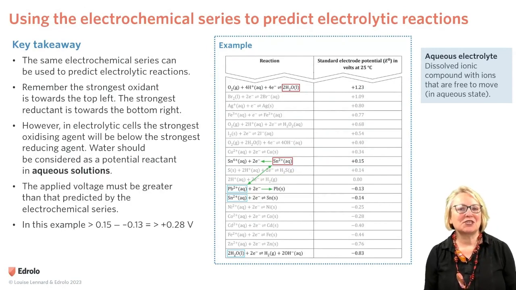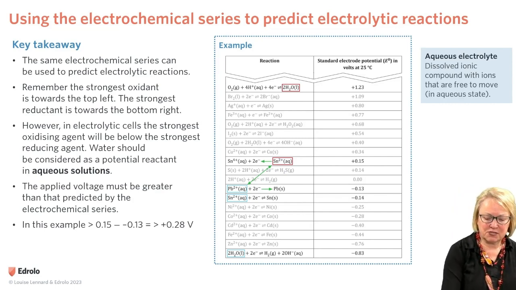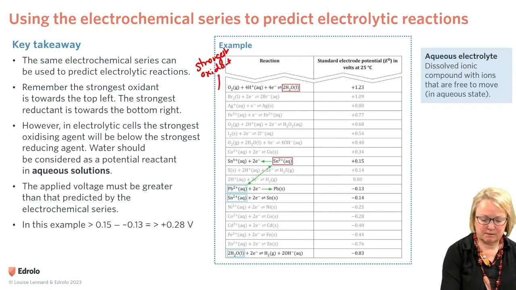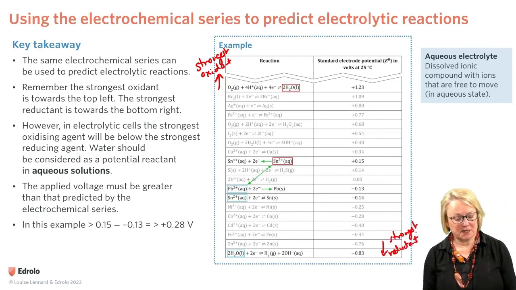Okay, now we're going to use the electrochemical series that we've used before, and this time we're going to use it to predict electrolytic reactions. So we're using the same electrochemical series that you've used with galvanic cells and fuel cells. Remember, the strongest oxidant is found towards the top left, and the strongest reductant is towards the bottom right.